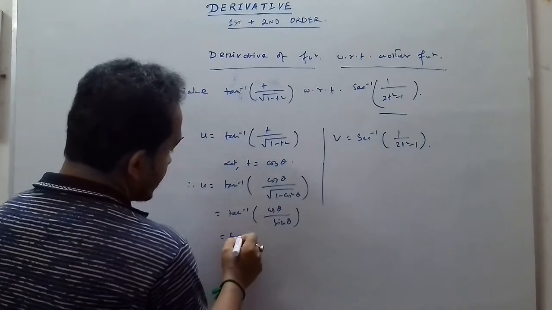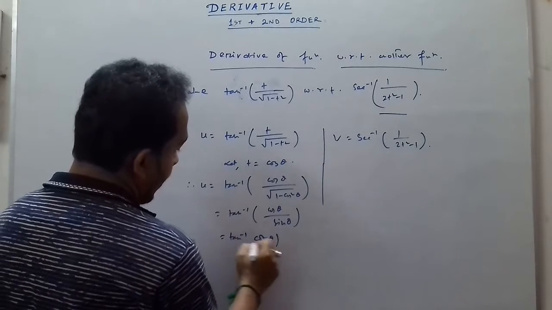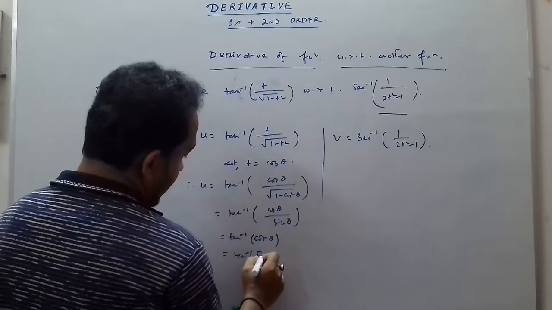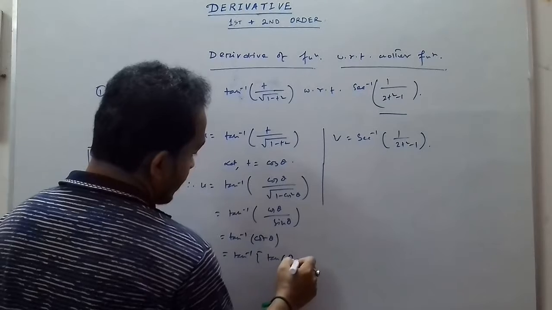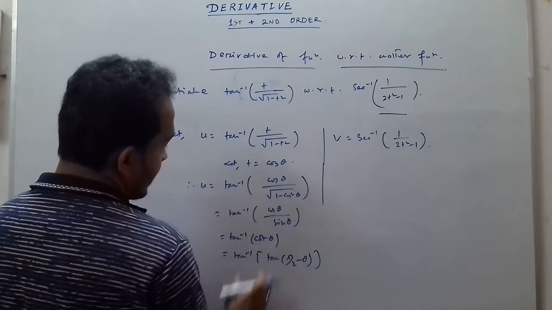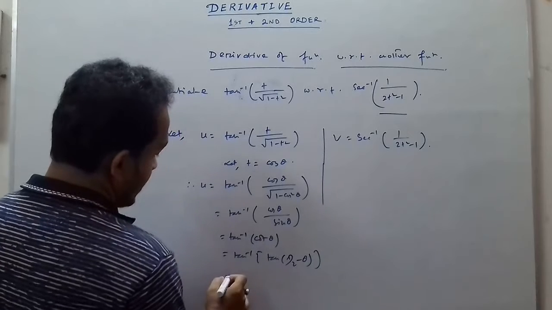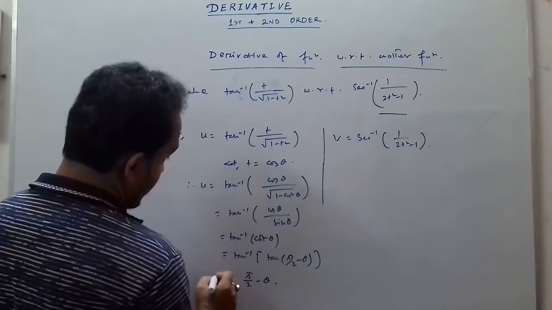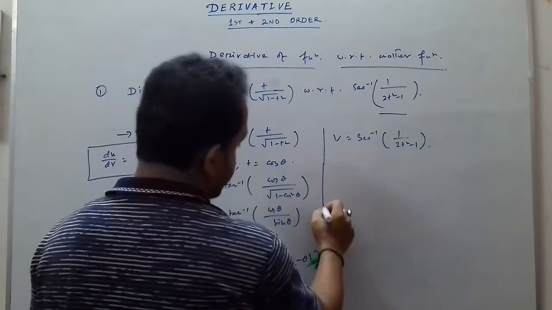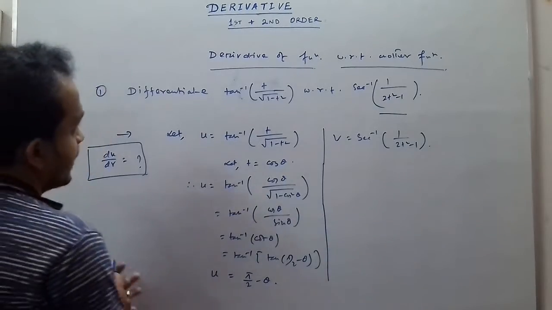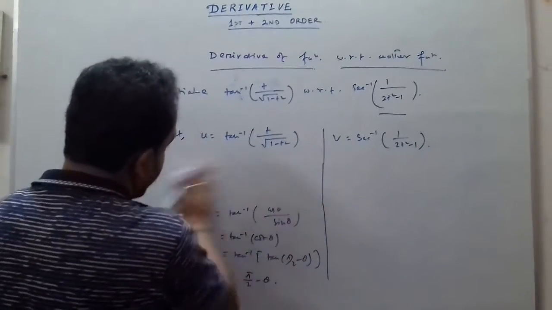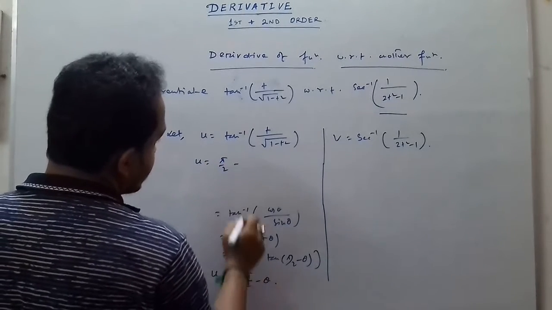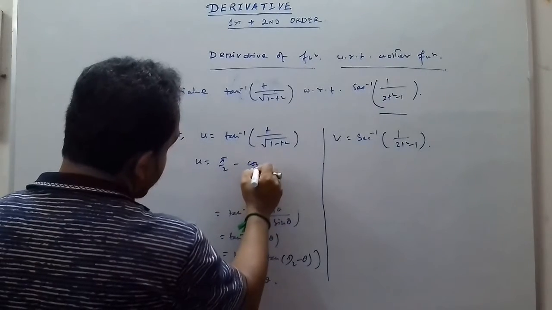That is tan inverse of cot theta, or tan inverse of tan of pi by 2 minus theta, because we know that cot theta is equal to tan of pi by 2 minus theta. Tan inverse cancels, so we get pi by 2 minus theta. This is u. That is, we find that u is equal to pi by 2 minus theta, which means pi by 2 minus cos inverse t.